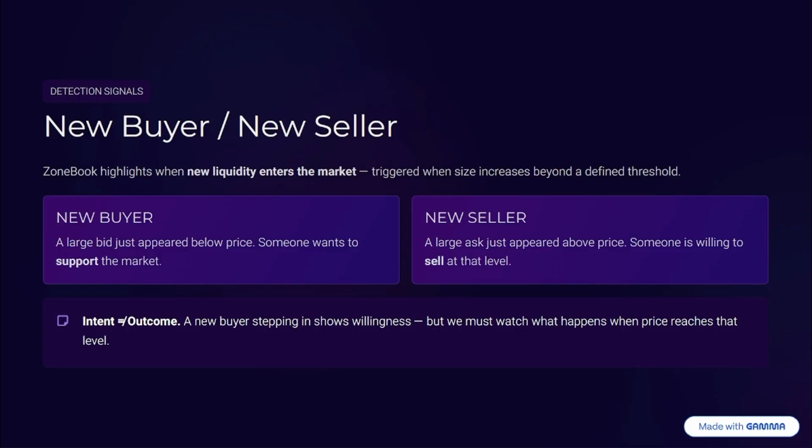New buyer, new seller. Zonebook highlights when new liquidity enters the market, triggered when size increases beyond a defined threshold. These can serve as detection signals. If you see a large bid that appears below price, someone wants to support the market. This is likely a new buyer. If you see a large ask that appears above price, someone's willing to sell at that level. This is likely a new seller. While reviewing the Zonebook, keep in mind that intent does not equal outcome. A new buyer stepping in shows willingness, but we must watch what happens when price reaches that level.